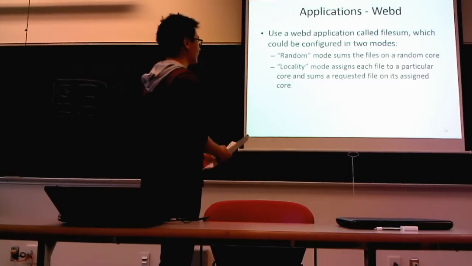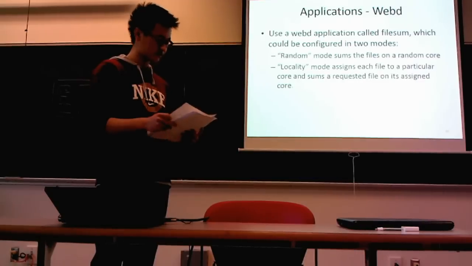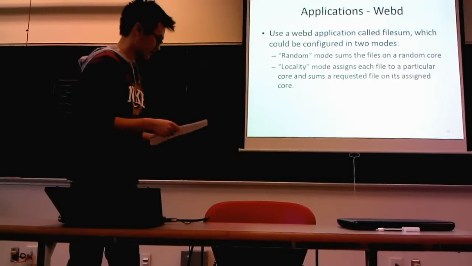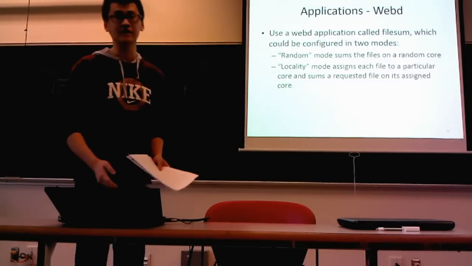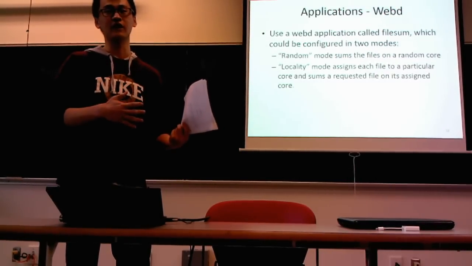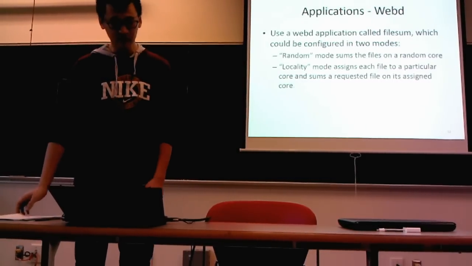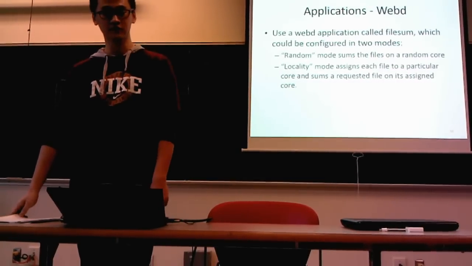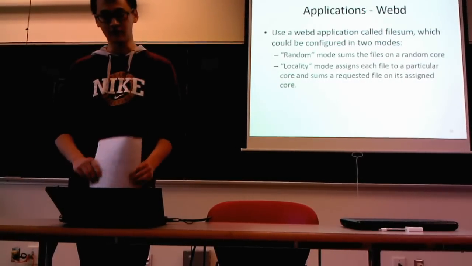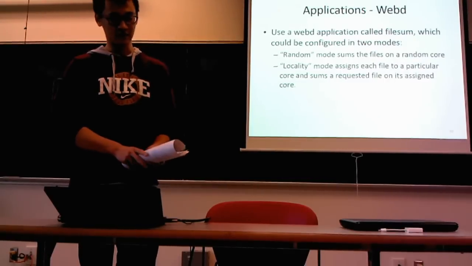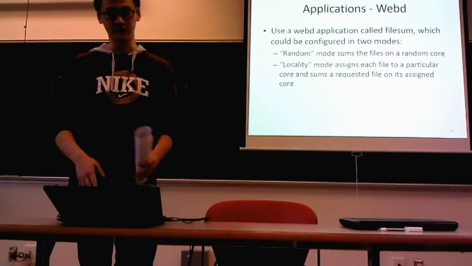They have an application called Fraser, which could be configured in two models. First, what does Fraser do? It accepts a file name as an input and returns the sum of the bytes in that file. So it reads in a file, sums all the bytes of the file and returns the value. It could be configured into two models. The first is the random model, which sums a file on a random core. The other is the locality model, which assigns a file to a specific core and sums the requested file on this assigned core.